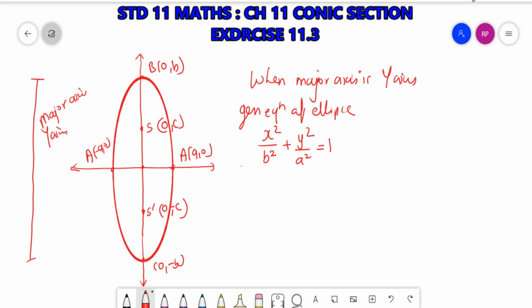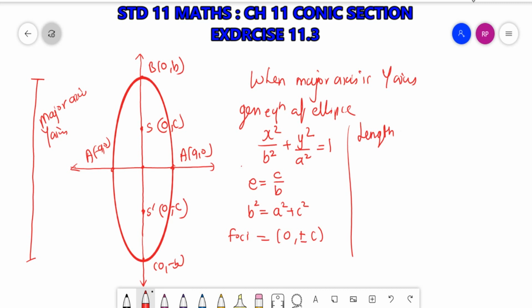Here the value of eccentricity e will be equal to c by b. Here b square will be equal to a square plus c square. In the earlier case, a square was equal to b square plus c square. The foci will be 0, plus minus c. The length of the major axis, in this case, will be modulus of 2b, and the length of the minor axis will be modulus of 2a. The length of the semi-major axis is modulus of b.